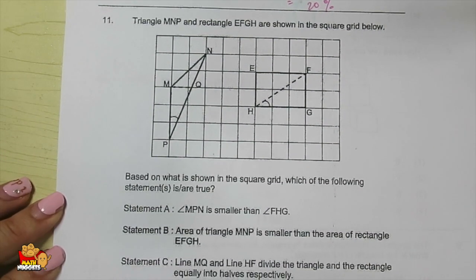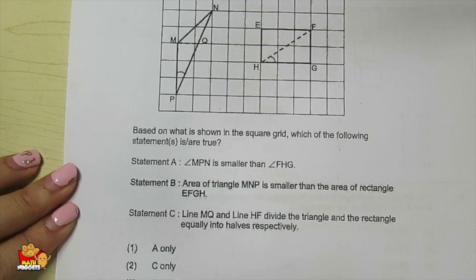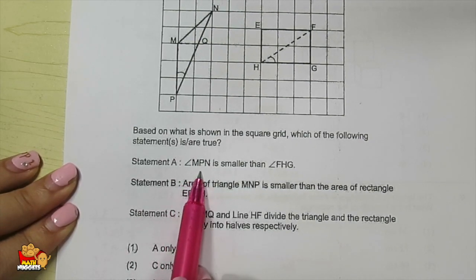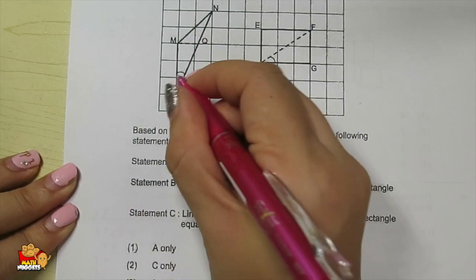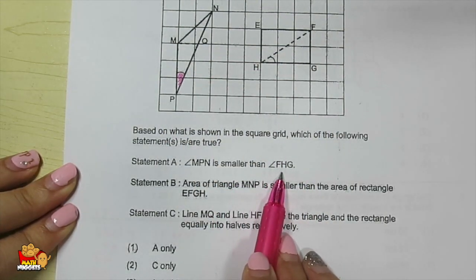We have triangle MNP and rectangle EFGH. Let's look at the statements. Angle MPN, this, is smaller than angle FHG.